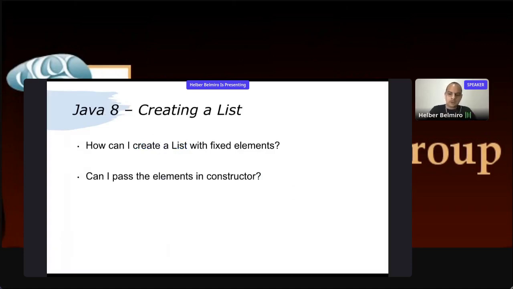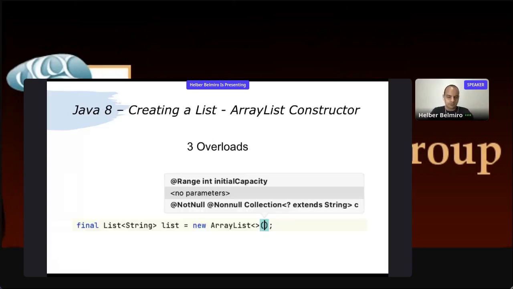So when I was a beginner, I used to struggle with creating lists. When I wanted to create a list with fixed elements, I never knew how to do that. I started to think, can I pass the elements in the constructor? So if we check the constructor, we will see that it has 3 overloads.